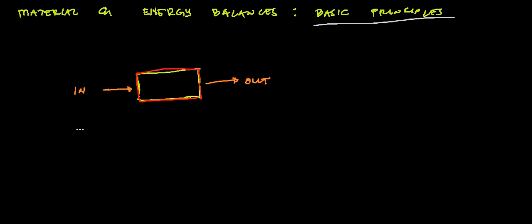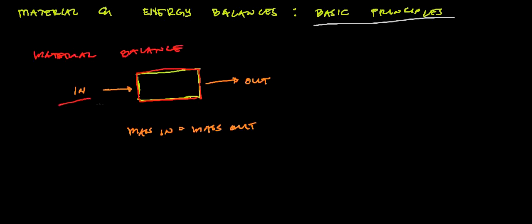For material balance or mass balance, following the conservation of mass, remember that it says that mass in is equal to mass out. For this material or mass balance, our usual input we call raw materials.